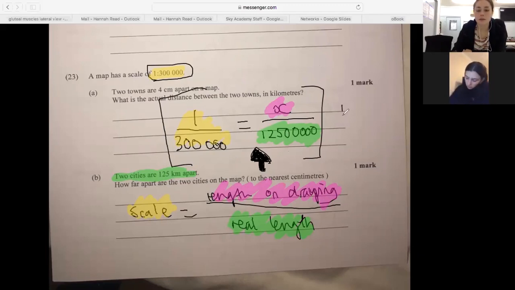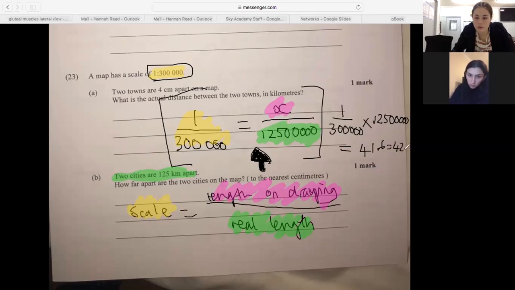And so then you can just do 1 on 300,000 times by 125 kilometers in centimeters. Okay, equals. And then I got something like 41.6, 42 centimeters. Hopefully you can squish this all into this section down here. But I just wrote really big, so that's why it's over heaps of space.